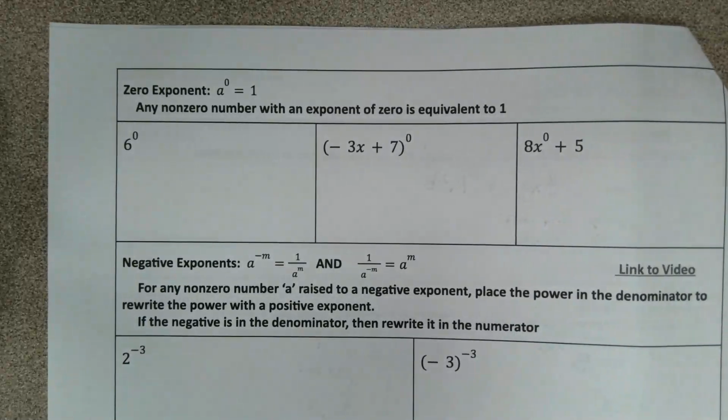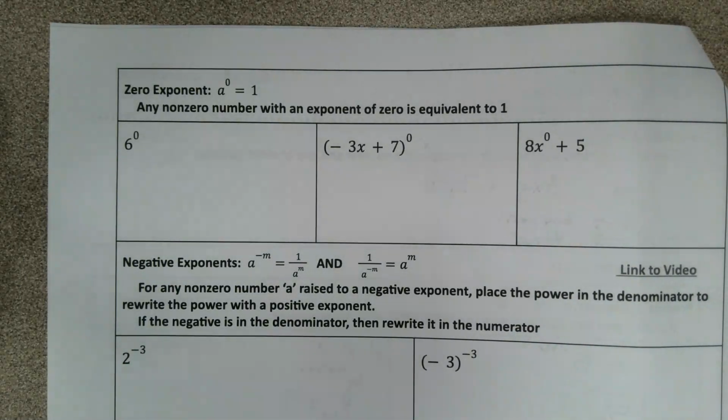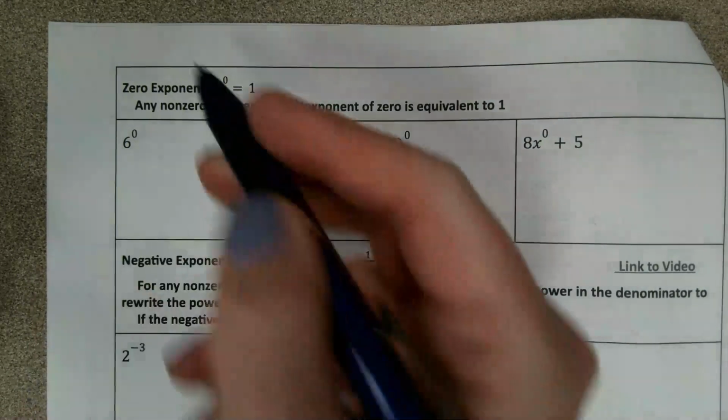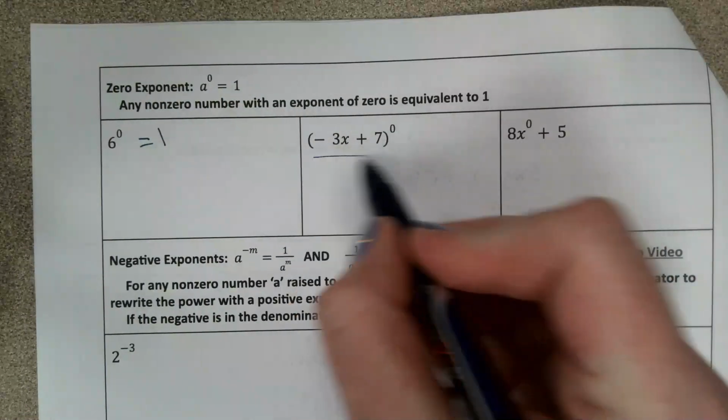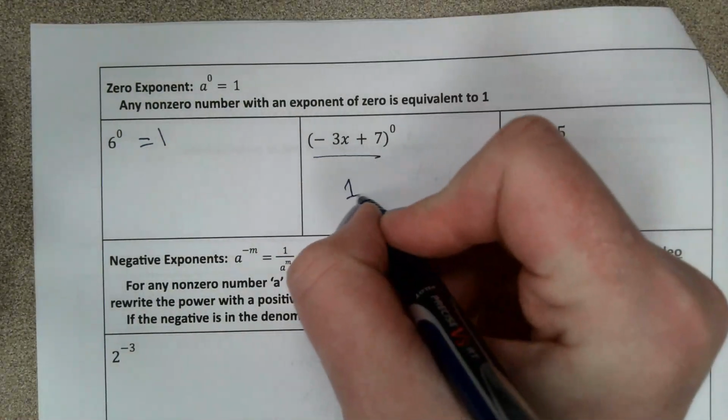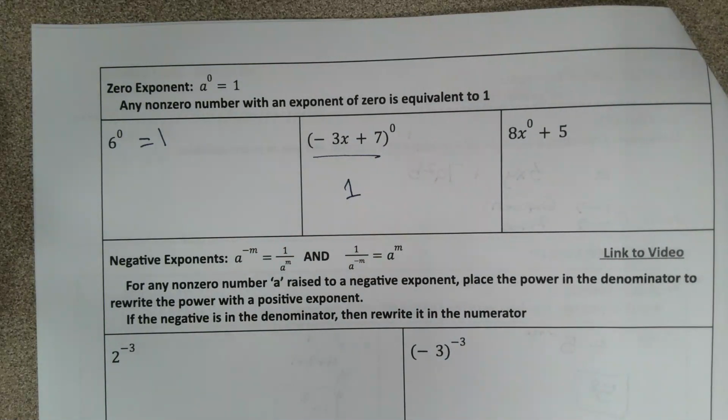We have the 0 exponent rule. Anything raised to the 0 power equals 1 by definition. So 6 to the 0 equals 1. A bunch of stuff raised to the 0 power equals 1.